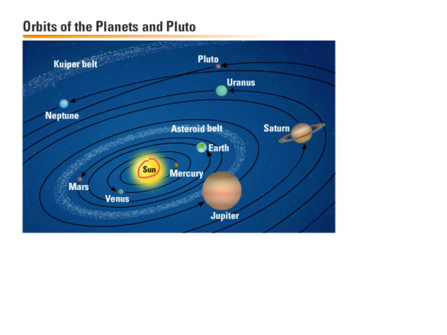We then have our 4 terrestrial planets, that would be Mercury, Venus, Earth, and Mars. And then beyond that, we have the asteroid belt. Beyond that, we have our 4 Jovian planets, which would be Jupiter, Saturn, Uranus, and Neptune. And then we have our dwarf planet of Pluto.